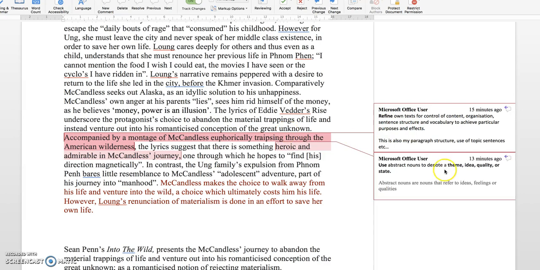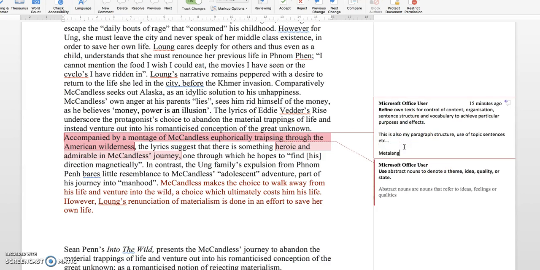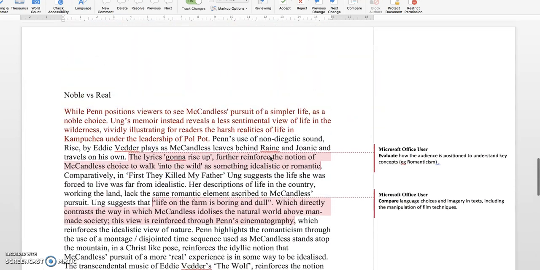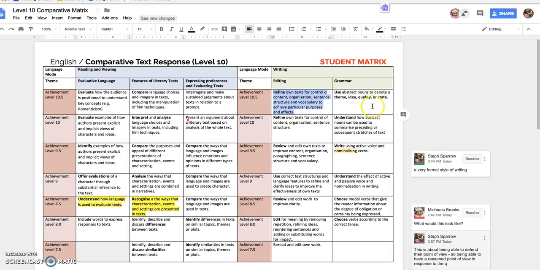It's about using, and I should have written this here, meta language, okay, is one of the words that you'll hear used more and more this year. You know, montage is part of that meta language. It's the language we use to talk about a film or a text. But it could also be my paragraph structure, the fact I've got 3 paragraphs. It could also refer simply to having a topic sentence, okay? So that's editing. Now, our final one is grammar.